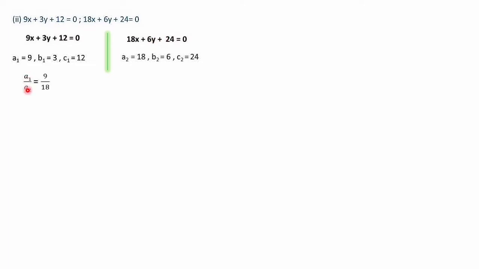Then we'll go for a1 by a2. a1 is 9, a2 is 18. So 9 divided by 18. Here also there is a common term 9 in the numerator and denominator. Let's cancel it. We will get 1 by 2. So final answer is 1 by 2.